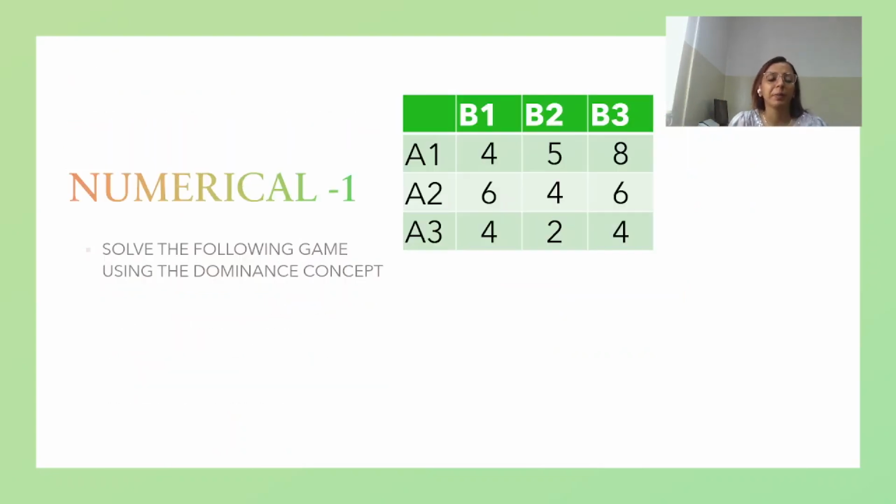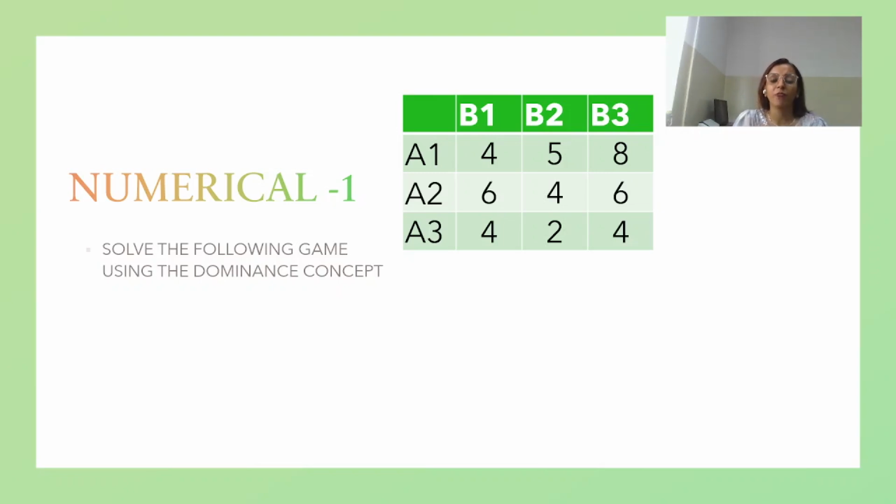Now take a pen and paper and start working on numerical number 1. Solve the following game using the dominance concept. Though it is written dominance concept, sometimes it is not given in the question. So what you have to do in that situation, when the payoff matrix is given to you and it is written over there, just solve the game.